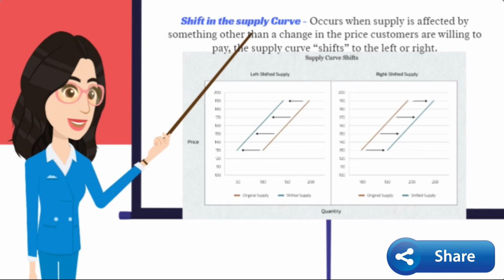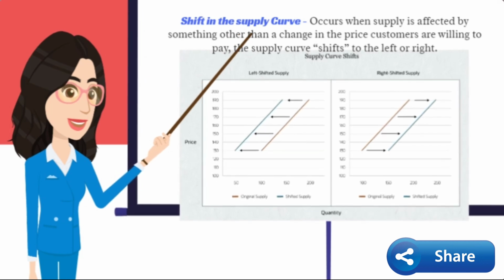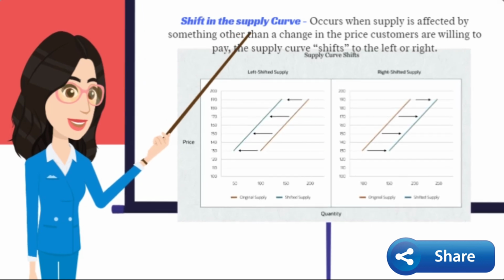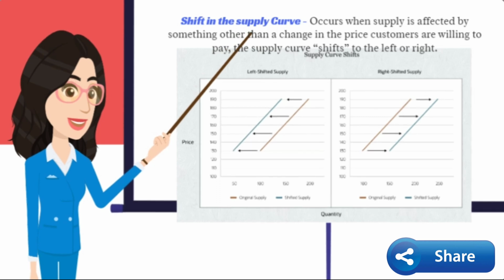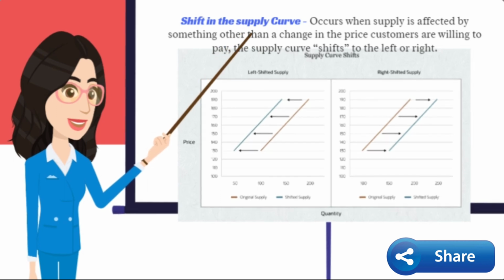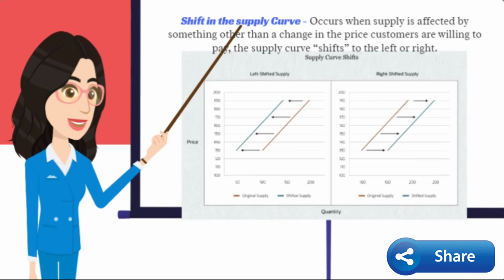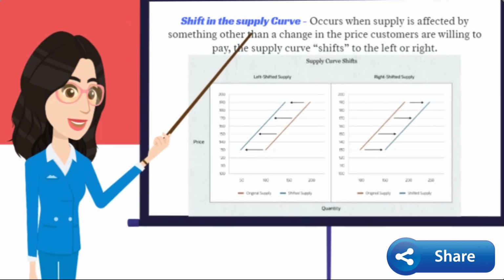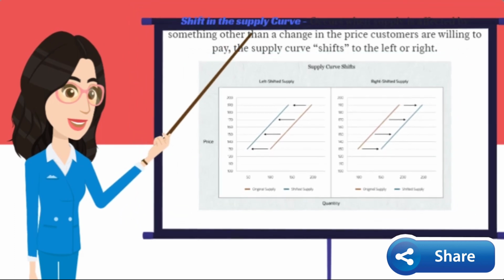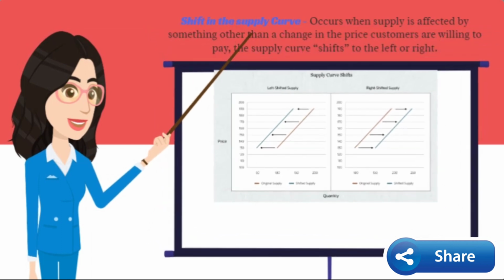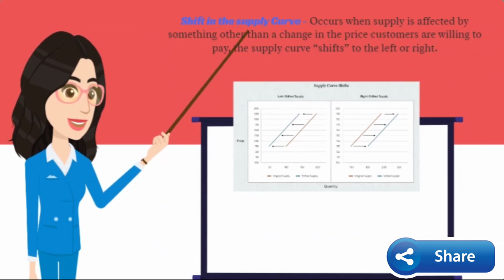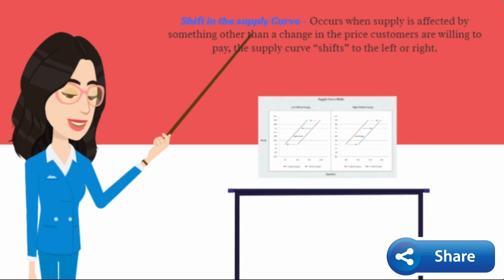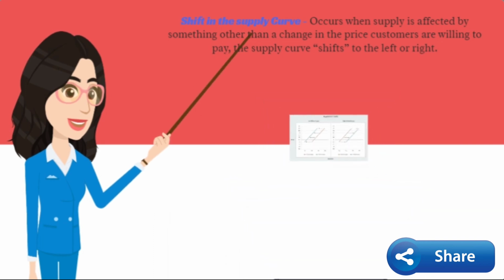The supply curve shifts to the left or right. A shift to the right indicates an increase in supply, and a decrease in supply will be represented by a shift in the supply curve to the left. The common factors affecting the supply curves are changes in cost of production, price of related goods or services, technology, seller expectations, natural events, and the number of sellers.